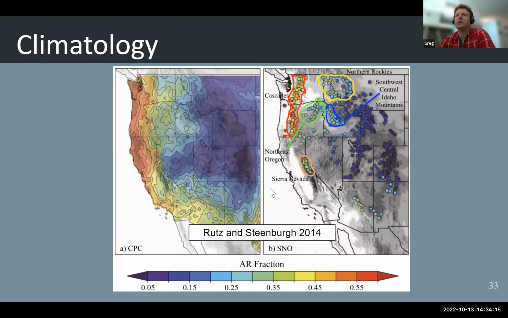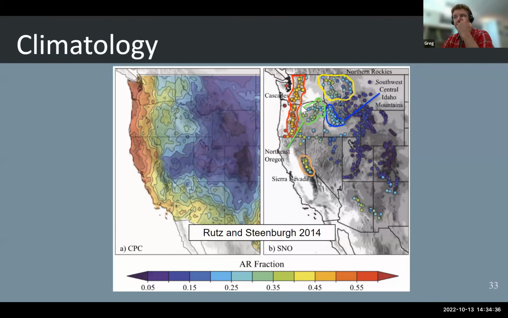This plot shows the percentage of annual precipitation that's attributable to atmospheric rivers. So along much of the west coast of the US, you can see that most of the annual precipitation is associated with atmospheric river events. And then as you get farther inland, the percentages generally decrease.